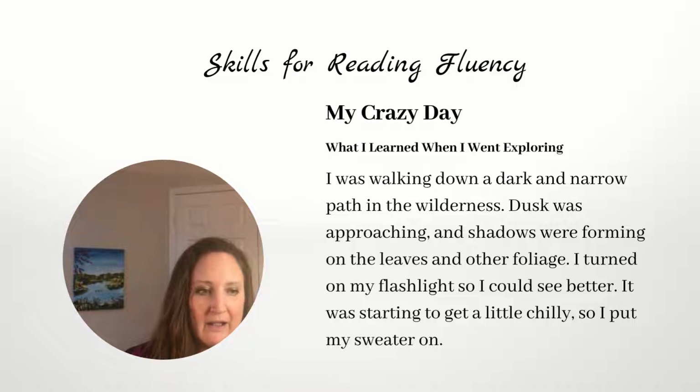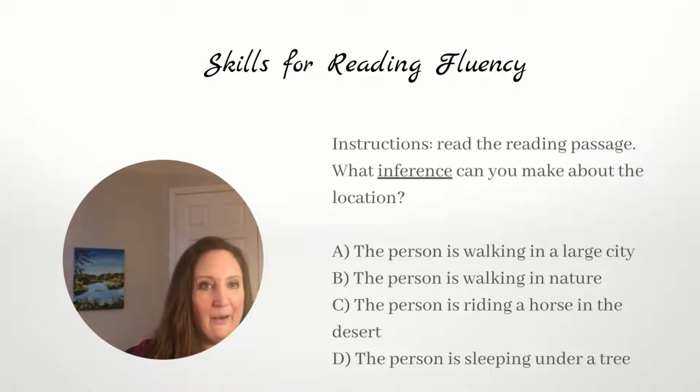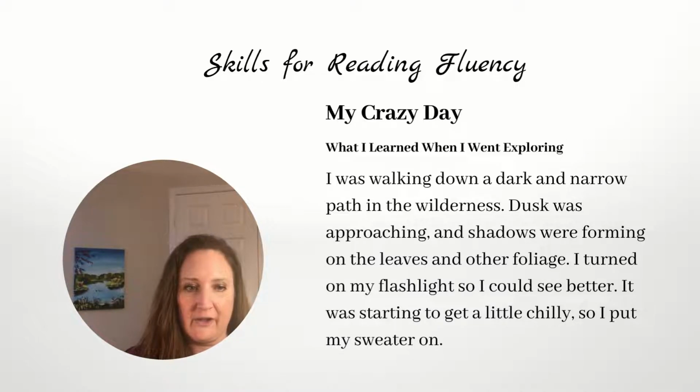So I was walking down, okay, so I know it is not C because it says the person is riding a horse. That's out. D, the person is sleeping. D is out. So it's got to be A or B. And then my choices are the person is walking in a large city or the person is walking in nature. So let's see. I'm going to scan through wilderness. Okay, that's a good clue.